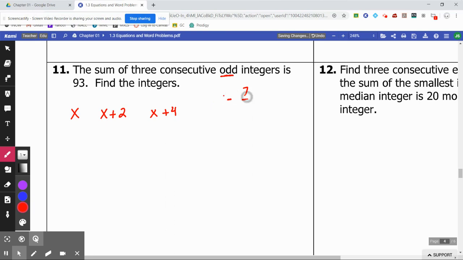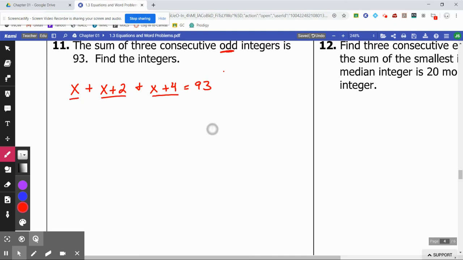Now let me warn you, if you ever have a consecutive even problem, you set it up the same way, because even numbers are also spaced out 2 more and 2 more, okay? So there's my 3 consecutive odd numbers. The sum is 93. So there's my 3 numbers. When I add them together, I should get 93.